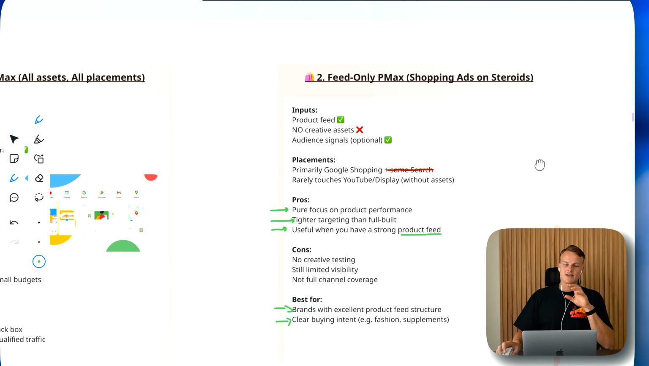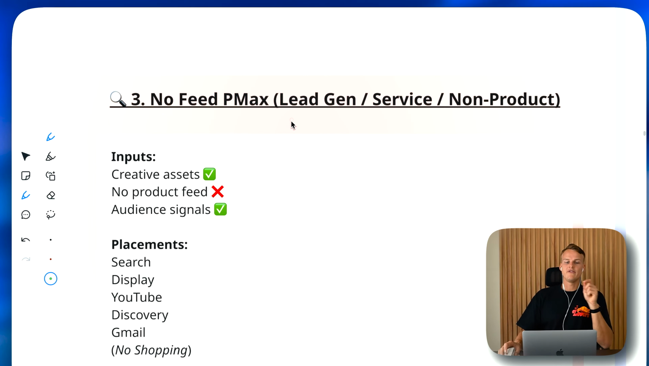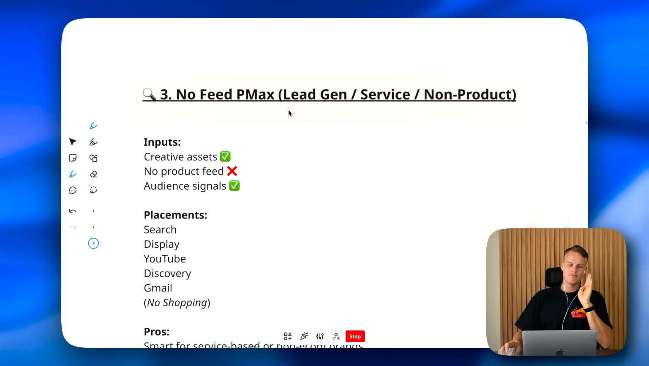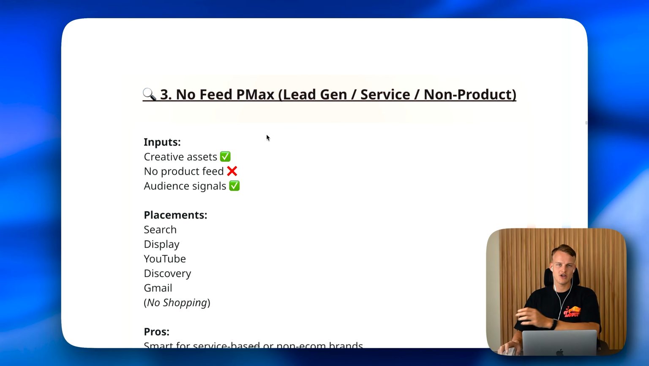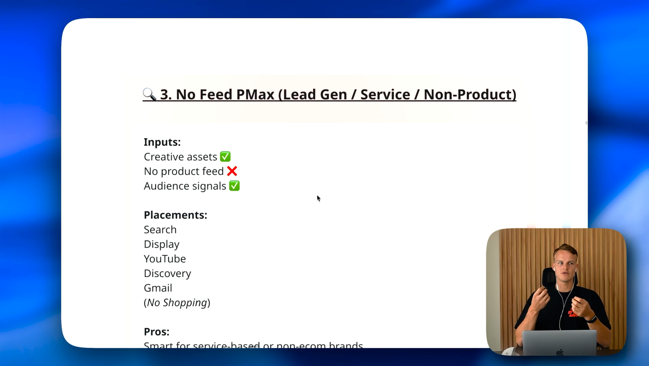Besides the feed only and the full build, we also sometimes use something called a no-feed PMax, where you basically give everything except for the feed, and you force Performance Max to go into the other placements, like the display, but also like search. And if you give a little bit more control to Google, you might just get your golden nuggets, like long-tail keywords you didn't even know existed, or landing pages that are converting really well that you wouldn't think of by yourself, right?